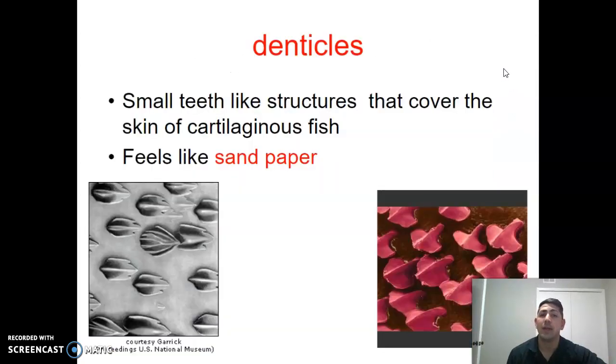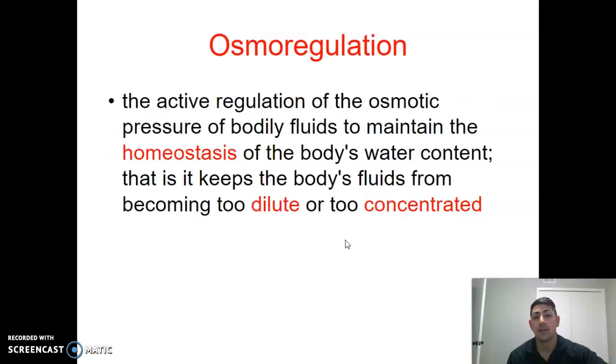So the first vocab is denticles. We talked a little bit about this being one of the characteristics of sharks. They are small teeth-like structures that cover the skin of cartilaginous fish, and they feel like sandpaper. You can see the microscopic images of the denticles, and how streamlined they are. They help with the fish's tracking through water and make them much more agile, so that they don't disrupt water molecules with how they have that fin shape.